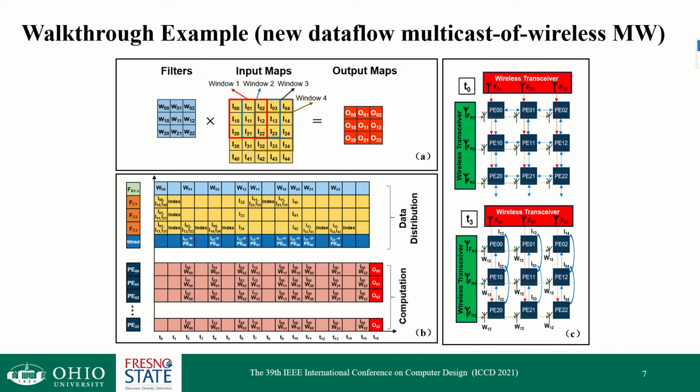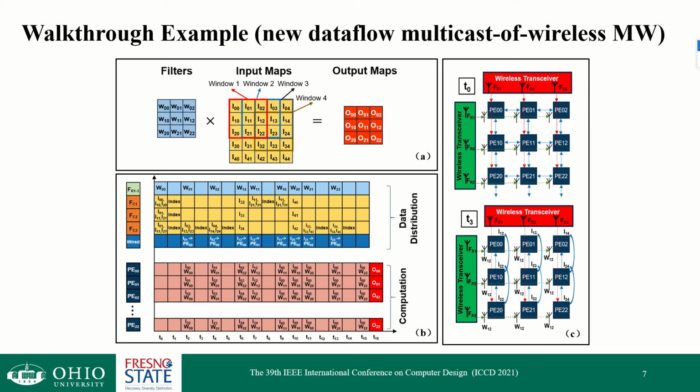Here I will introduce the proposed data flow and a walkthrough example. Existing data flows are classified by how data is temporally mapped on the hardware. For example, weights being retained inside the PE over time is called weight stationary. They are not related to data distribution and movement. To best exploit the multicast capability of wireless channels, we propose a new data flow, MW, multicast for wireless. Essentially, MW data flow deploys the X dimension wireless channels to multicast weights to each PE in the row, and Y dimension wireless channels to multicast inputs to each PE in the column.